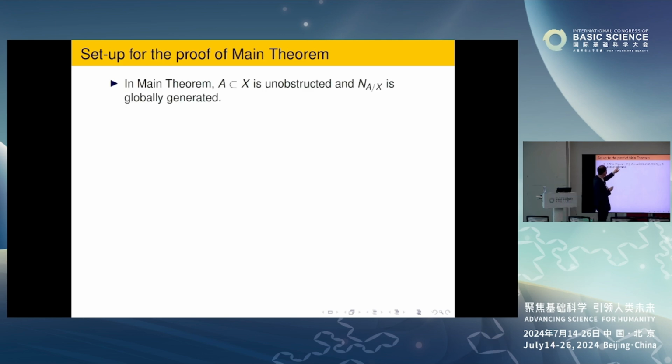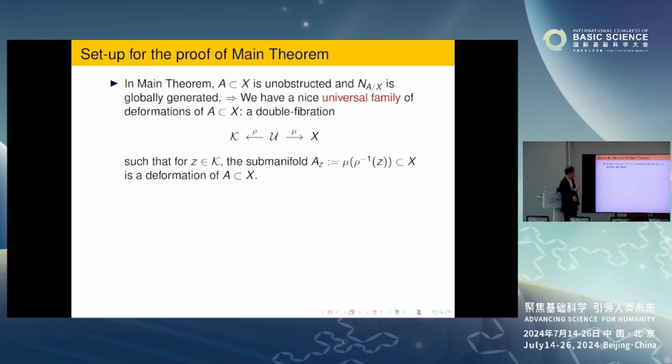The condition for the main theorem is that you have a submanifold which is unobstructed, and the normal bundle is globally generated. This implies that you have a very nice universal family of deformations. So you have a double fibration, what's called the Douady space, the universal deformation space of the submanifold. This rho is a universal family of such deformations, and mu is the evaluation map.